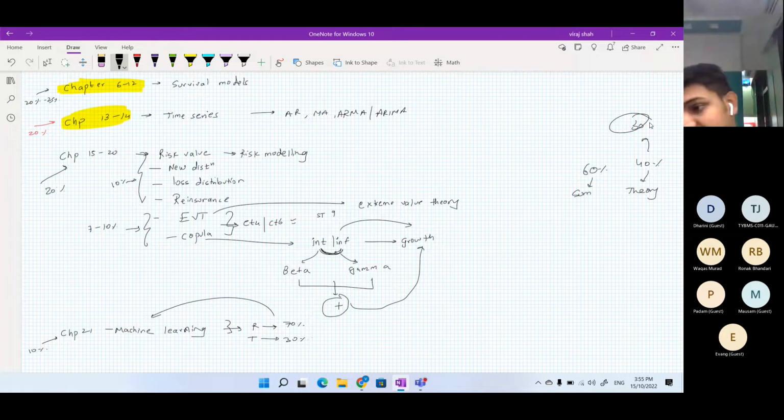How many chapters are there in theory? There are literally chapters which will just include theory. Theory is like application of those concepts in your real world situation, and they will directly ask questions on the underlying concept. Okay, in your 40% of theory.